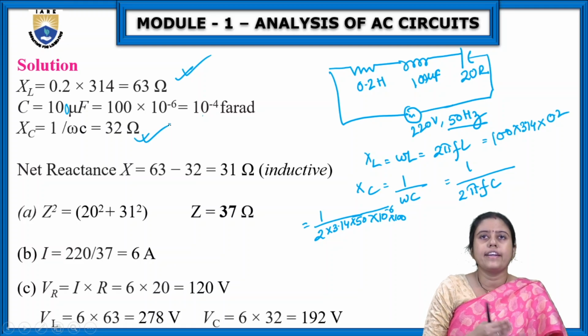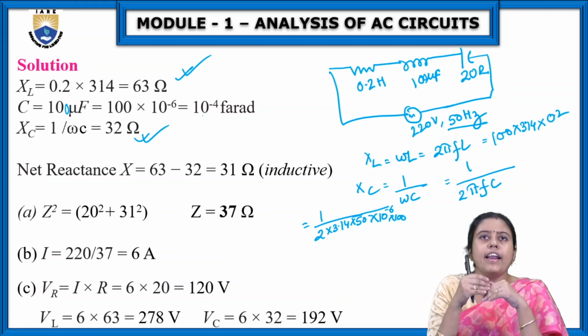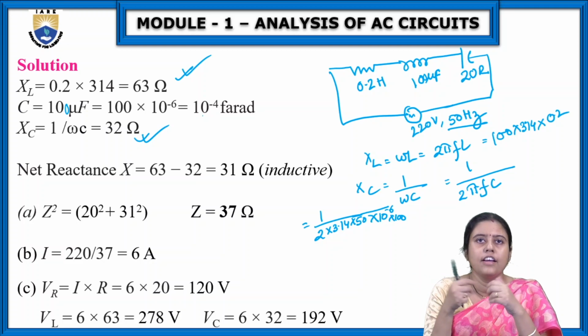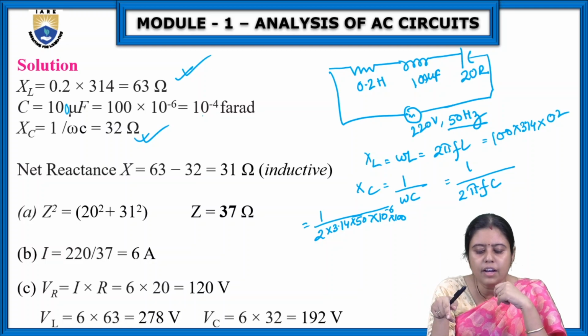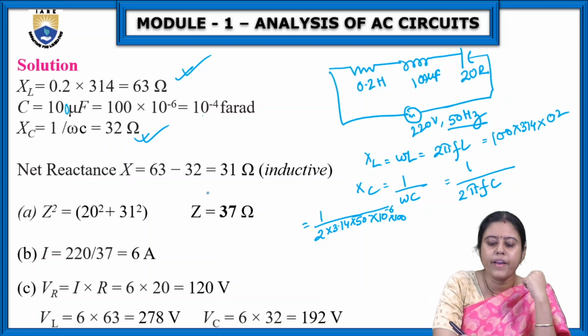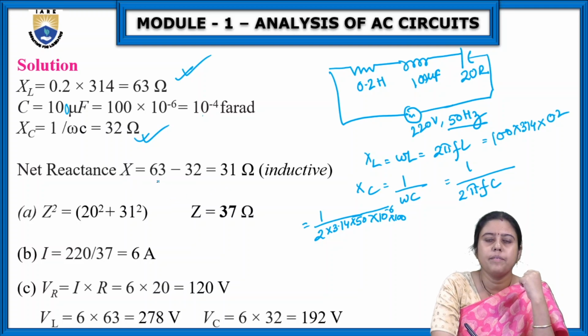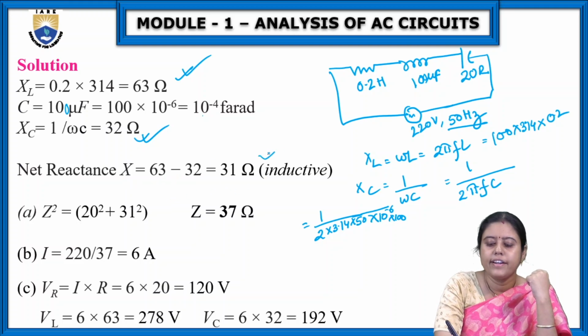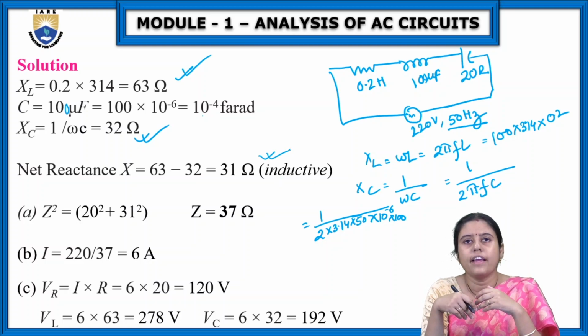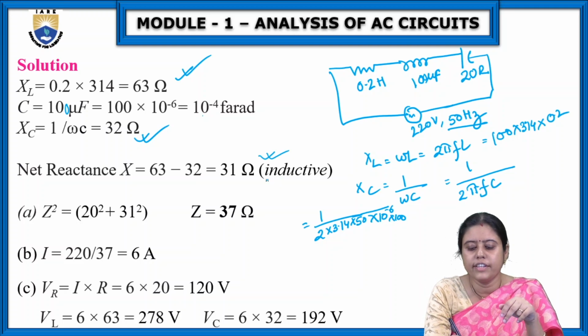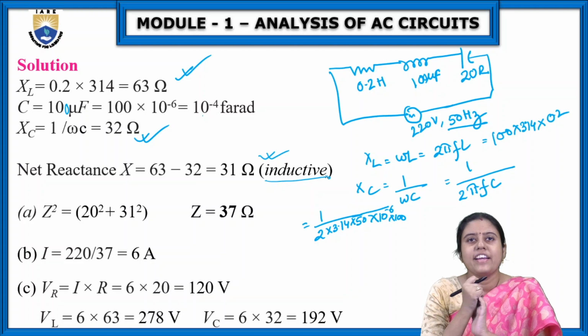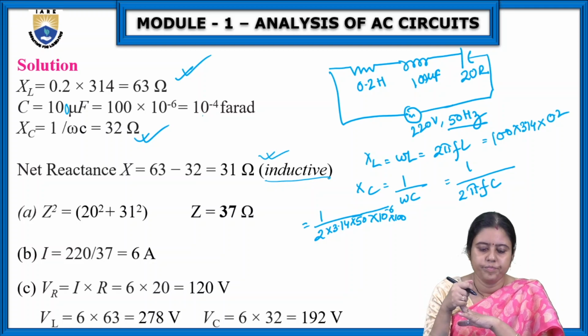So which one is greater here, XL or XC? Here XL is greater than XC. So the total diagram is in the positive. So what is the value of XL minus XC? XL minus XC is equal to 31 ohm. So XL is greater, so it is called an inductive circuit.